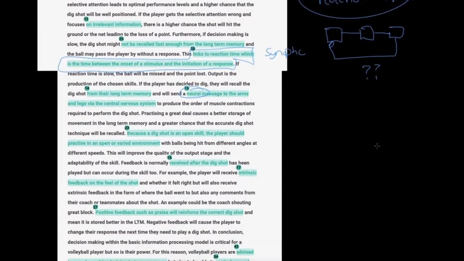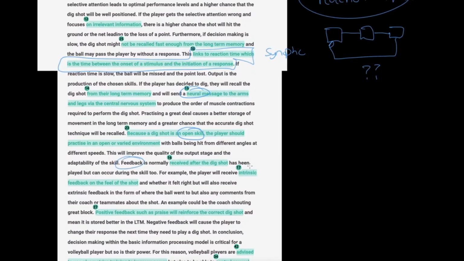Because a dig shot is an open skill, now linking again to our synoptic, the player should practice in an open or varied environment with balls being hit from different angles at different speeds. This will improve the quality of the output stage and the adaptability. Okay, so the output is actually the movement, and I'm even linking that to how it could be practiced. And then we're going into our feedback.